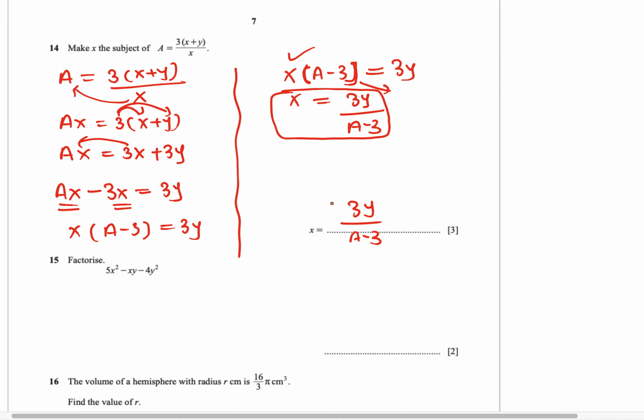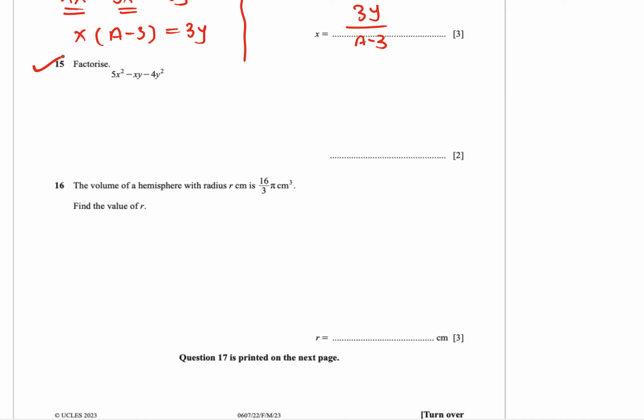Okay guys, so the next question is to factorize. This is the expression which we have to factorize: 5x square minus xy minus 4y square. We want such factors which add to minus 1 and multiply to minus 20. 5 and 4 multiply to 20, but we want minus 1, so we will take minus 5 and plus 4. See, minus 5 plus 4 is minus 1, and minus 5 into plus 4 is minus 20.